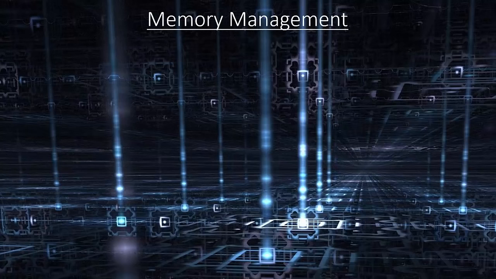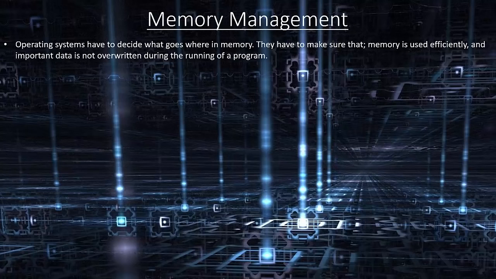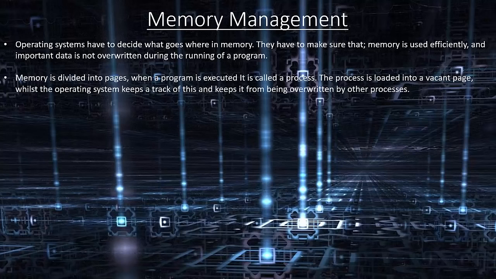Memory management. Operating systems have to decide what goes where in memory. They have to make sure that memory is used effectively and important data is not overwritten during the running of a program. Memory is divided into pages. When a program is executed, it's called a process. The process is loaded into a vacant page, whilst the operating system keeps track of this and keeps it from being overwritten by other processes.